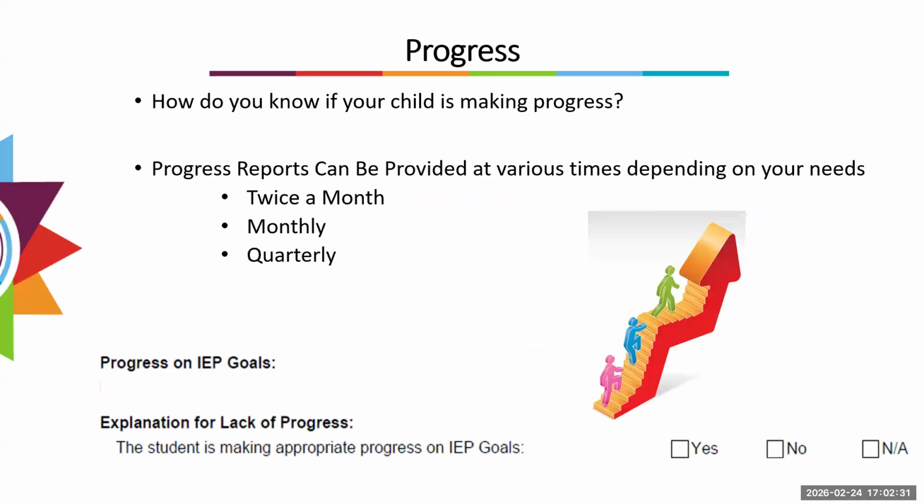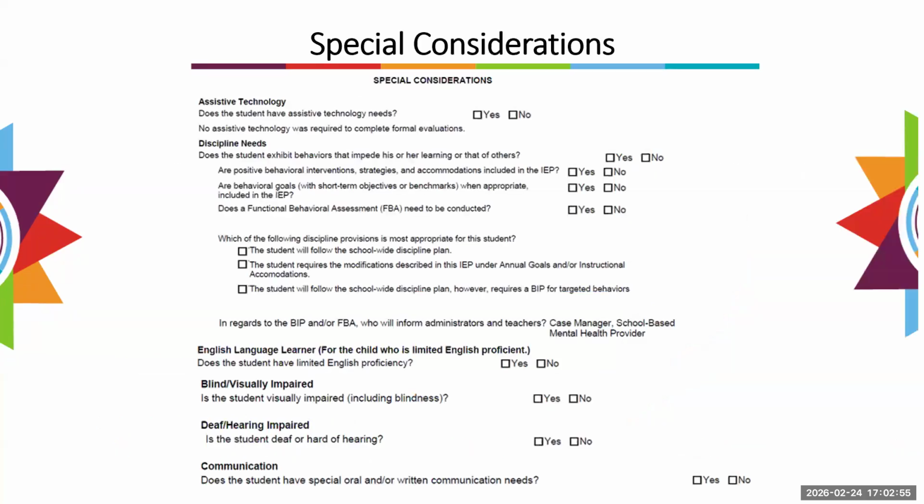Next, you have the progress part of it. You should receive updates on your child's progress throughout the year. This may be monthly, quarterly, or more often, depending on your child's needs. And again, this is what it may look like in your child's IEP, where it says progress on IEP goals, explanation for lack of progress. Next, you have the section for special considerations. This section includes things like behavior plans, assistive technology, communication needs, and other supports that may be required. And this is an example of what it looks like in your child's IEP.